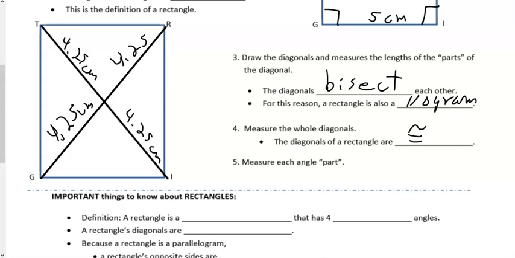Now when it says measure the angle parts, this is 50 degrees, and this is 40 degrees. This one here is 40 degrees, and this is 50 degrees. And same thing down here. This is 50 degrees. We have 40 degrees on that one. And 40 degrees here, and 50 degrees here. They're the angle parts.